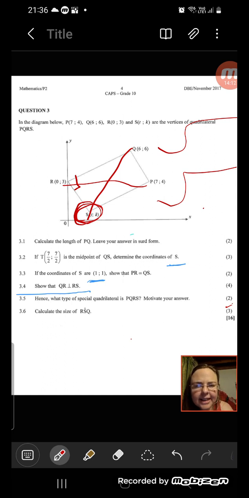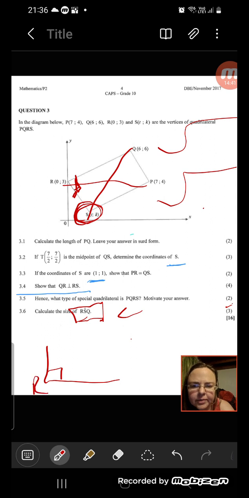Okay. So diagonals, I would say they're the same. Calculate the size of RSQ. Now, if I'm given a triangle, they want an angle. Now, I've already got an angle here, and they want another angle. And they've given me some lengths. And what we know from normal geometry is, okay, let's try and find this. Where's that right angle? Okay, the right angle's at R.